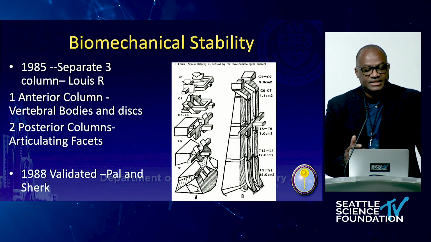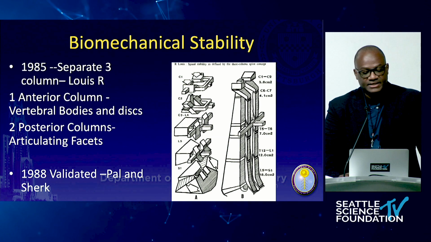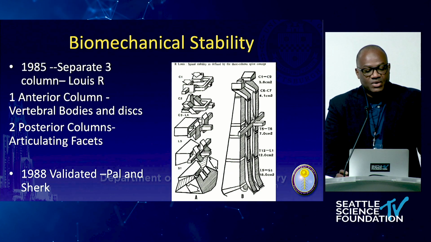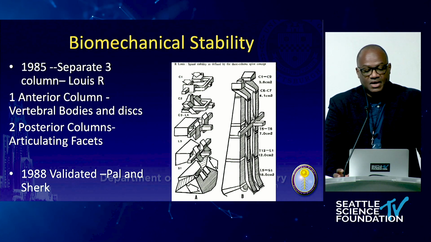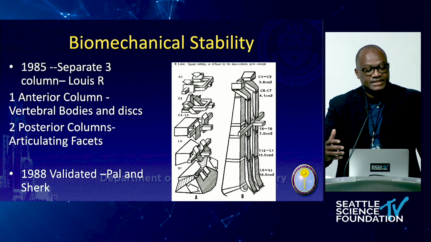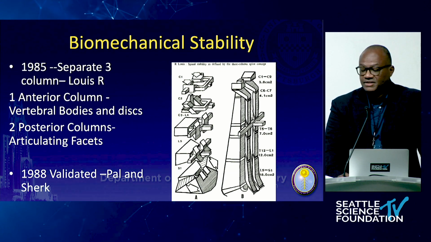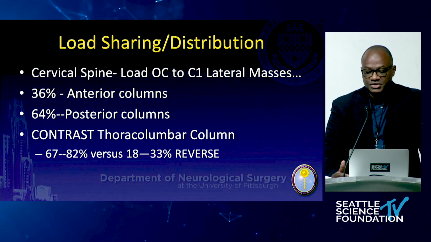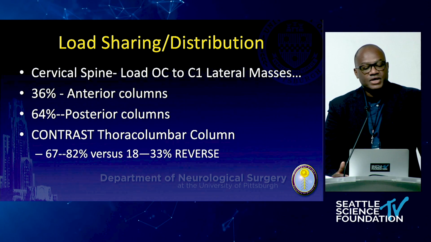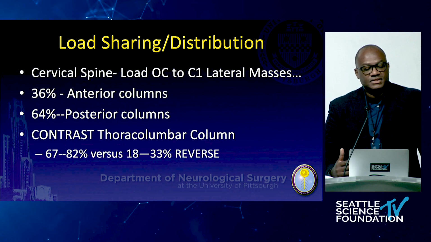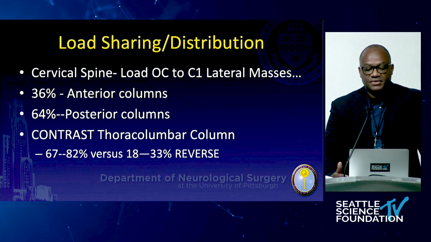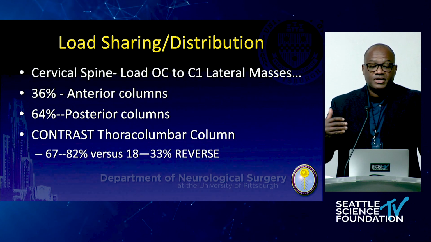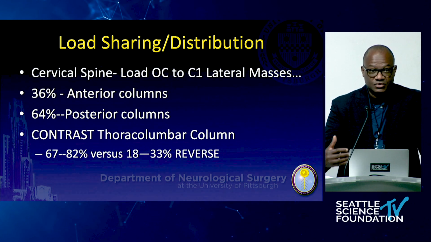So ever since the 80s, there's been enough studies and also validated studies to know that there are three joints that we need to be aware of, and also three columns, right? The anterior column, the vertebral body and the disc, and the two posterior articulating facets. Now, these contribute to load sharing and distribution of balance. So if we talk about the cervical spine, you can see that 36% of the load is in the anterior column versus 64% in the posterior column. So it makes a difference what you do as compared to the thoracolumbar, where it's almost reversed.